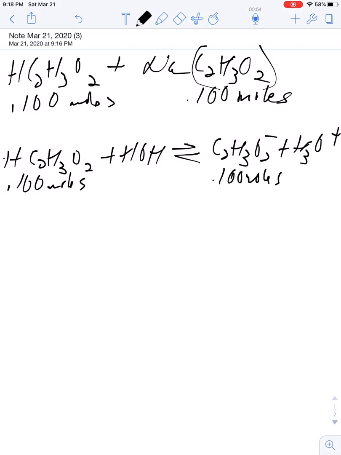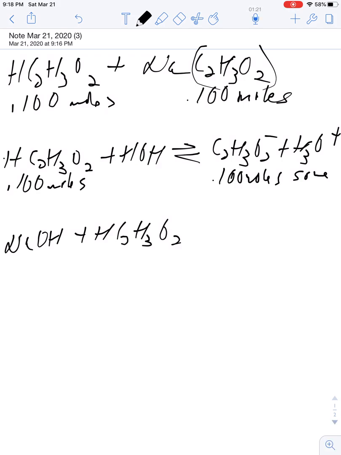So what's going to happen when I add a base? Let's say I add sodium hydroxide, okay? And I will have some of this. I don't really care how much there is, but I will have some of that. We could calculate it if we wanted to, but we're not going to. So if I added a base, what's the base going to do? It's going to react with the acid, right?